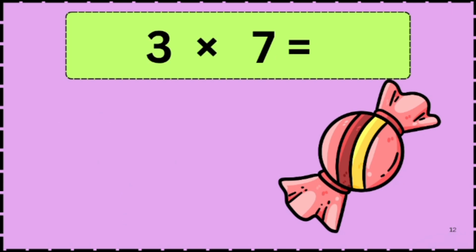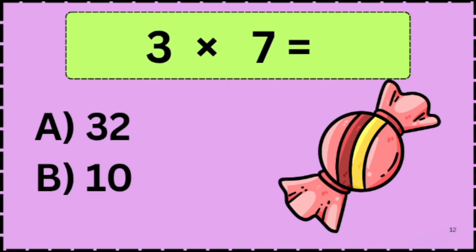3 times 7 is equal to A 32, B 10, C 21. The answer is C 21.